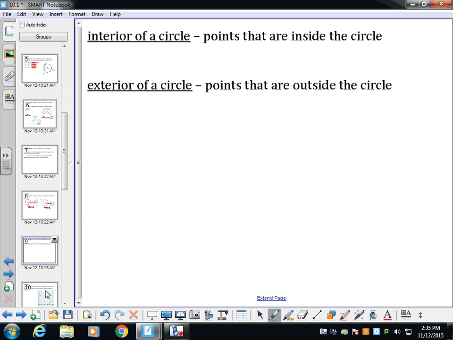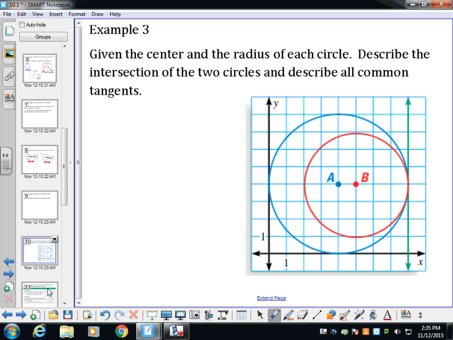Interior of a circle are points that lie inside the circle. Exterior of a circle are points that lie outside my circle. Given the center and the radius of each circle, describe the intersection of your two circles and describe all common tangents. Well, circle A center is at 4, 4. Circle B center is 5, 4.